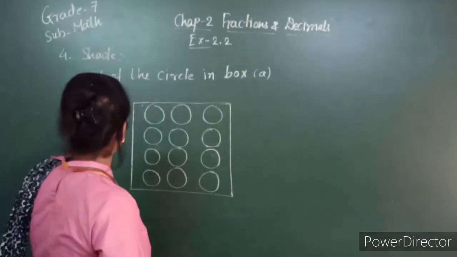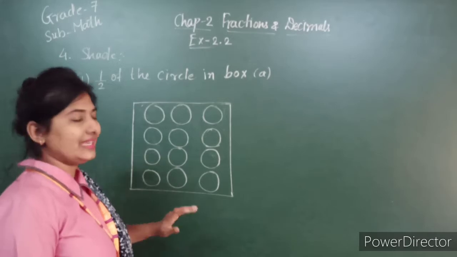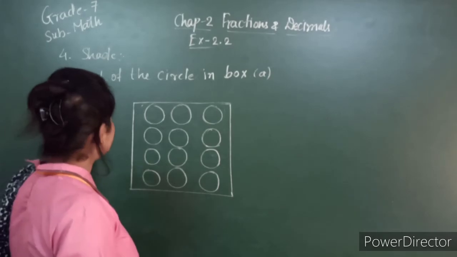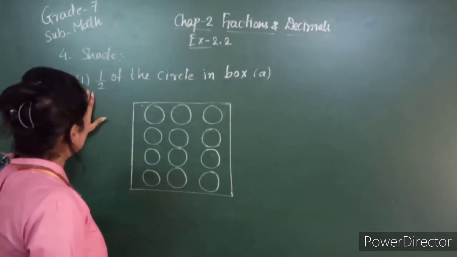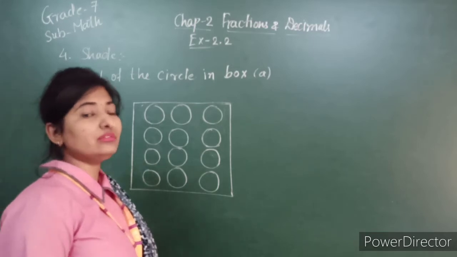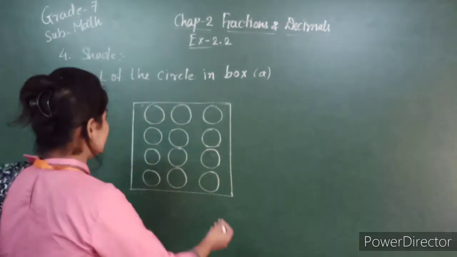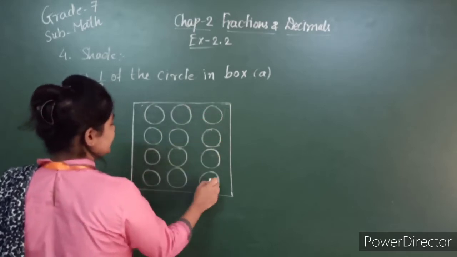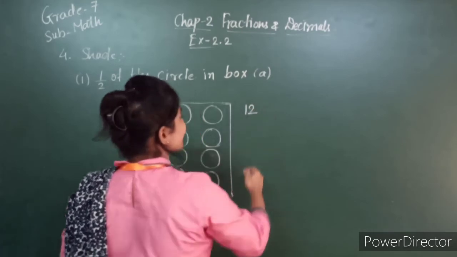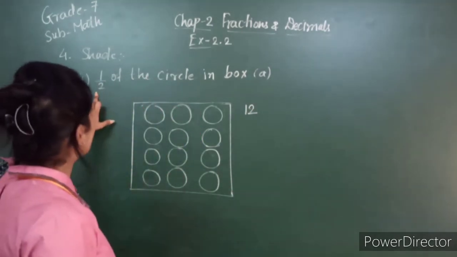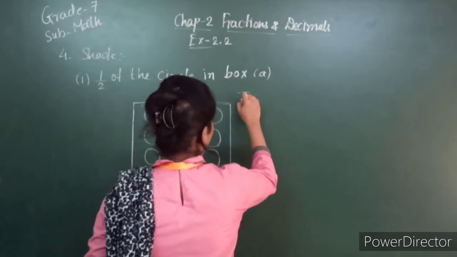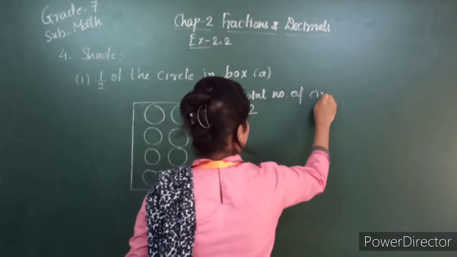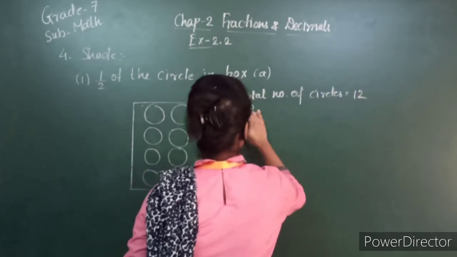Now question number 4, 1 by 2 of the circles in box A. Here we have to shade the portion which is given here. But we have to find out how many circles we have to shade. So first of all, let's count the circles. 1, 2, 3, 4, 5, 6, 7, 8, 9, 10, 11, 12. So total 12 circles are there. Here we have to write total number of circles is equal to 12.